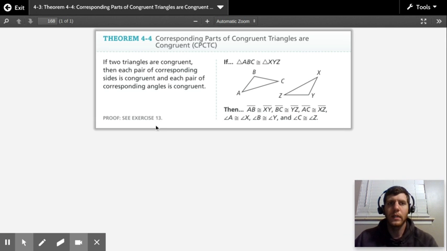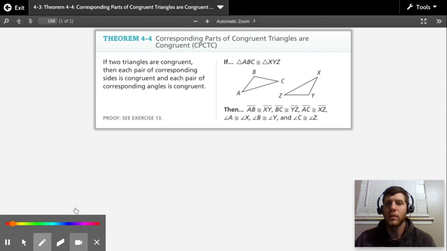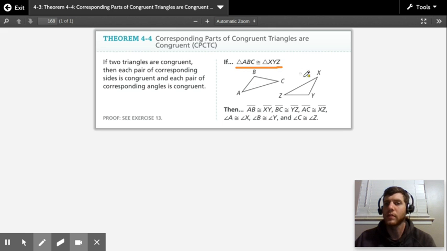Okay, for example 2, we need to use the fact that corresponding parts of congruent triangles are congruent. So if we know the triangles are congruent, like we know triangle ABC here, they're telling us is congruent to triangle XYZ, then we need to know the corresponding sides are congruent. So here are the 3 sets of corresponding sides, and then the corresponding angles are congruent as well. So the corresponding parts of congruent triangles are going to be congruent.